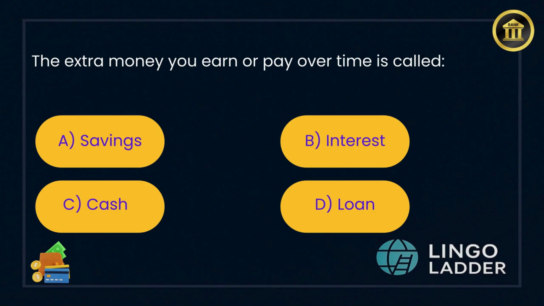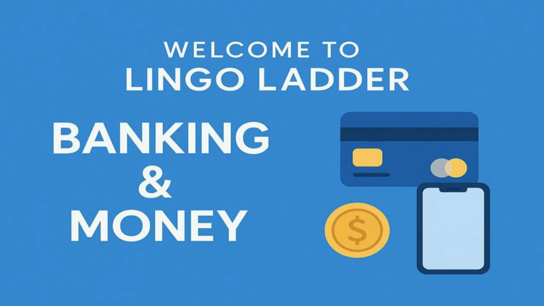The extra money you earn or pay over time is called A. Savings, B. Interest, C. Cash, or D. Loan.